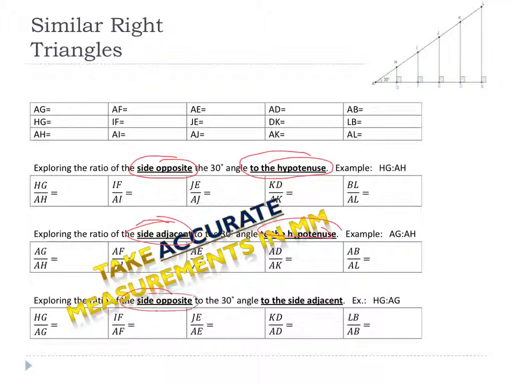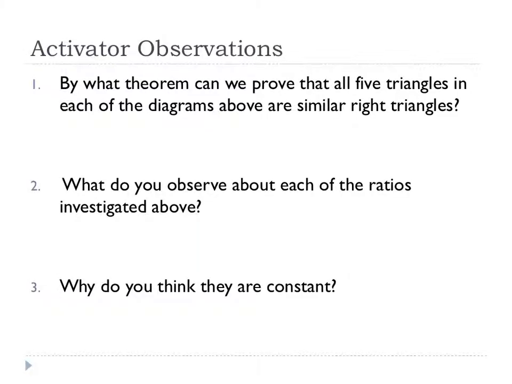And what did we find in every case? We found that they appeared to be constant. We would calculate out the same number here across each row. They weren't all the same number going down the column. But all of the side opposite divided by the hypotenuse, whether we had the small triangle or the big, they were constant, and the same here and the same here. So why is that? Why are they constant?